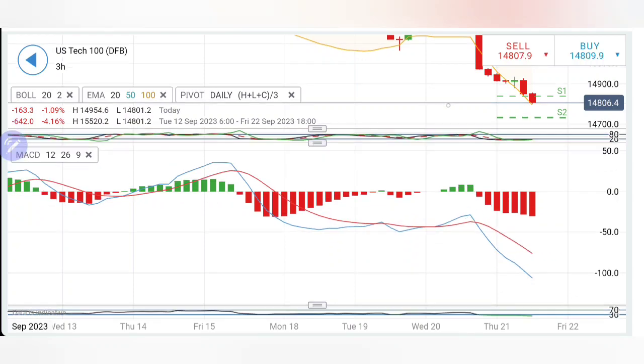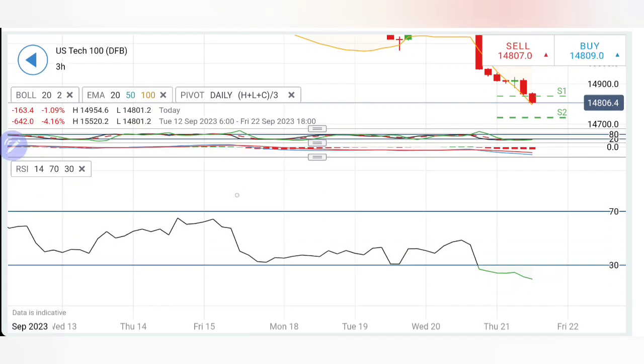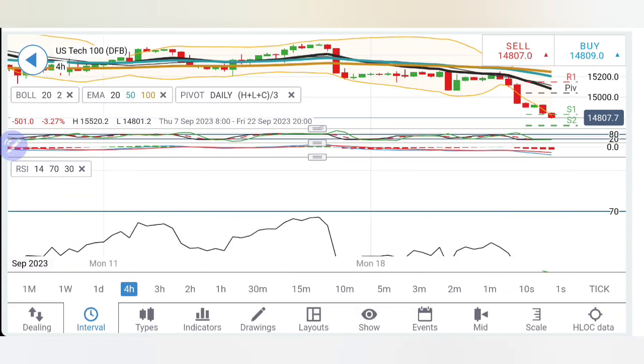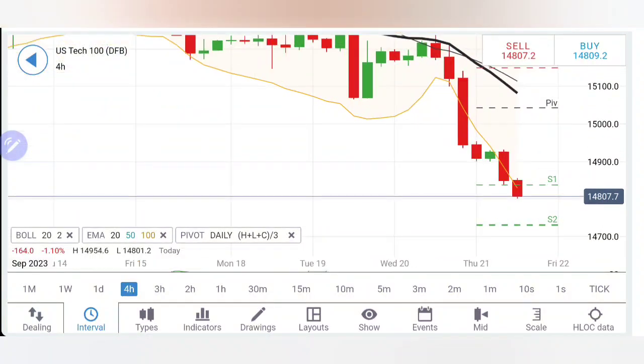Stochastic is oversold, MACD is divergent, MACD is bearish, RSI is extremely oversold. So most of the indicators are getting oversold on the minor time frames. At the same time, one must note it is also staying outside Bollinger Bands, which is causing a little bit of pressure or support on the downside and suggesting a slight pullback is possible.